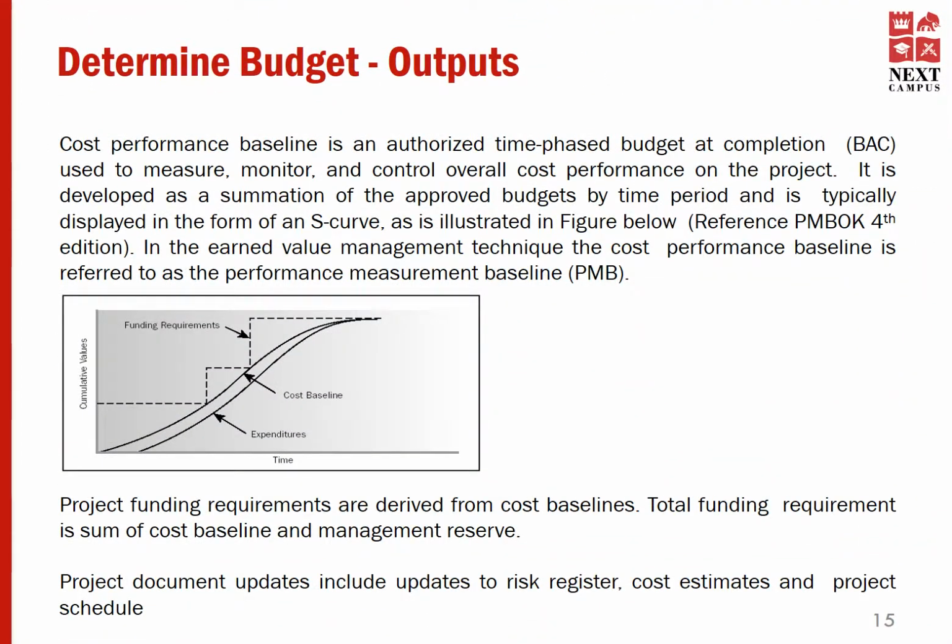The output of this process is cost baseline. This is an authorized project budget over a period. This is used to measure, monitor, and control overall cost performance of the project. In addition to this, the project funding requirements are also arrived at. Funding requirements means how much fund the project requires monthly, quarterly, or yearly for the execution.